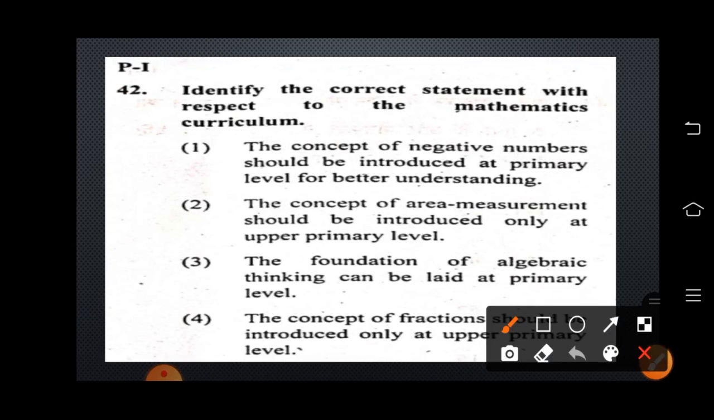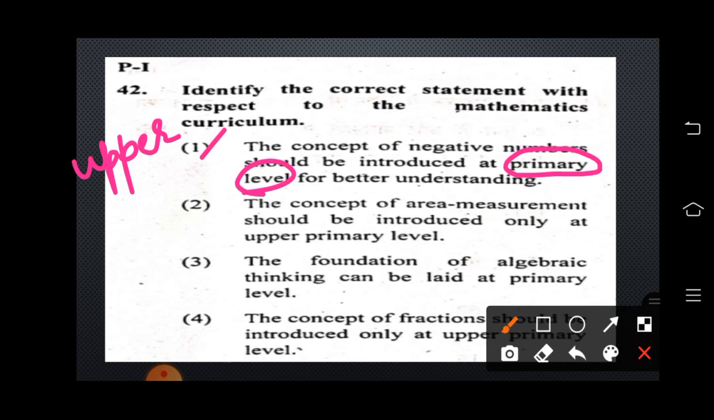So, the concept of negative numbers should be introduced at primary level. The negative numbers should be introduced at the upper primary level for better understanding. You can introduce it at primary level, but the students will not understand the negative numbers, because in the primary level we have to make them perfect with the positive numbers and the zero concept. Later, in the upper primary level, you have to introduce the negative numbers, and option 1 is the wrong one.